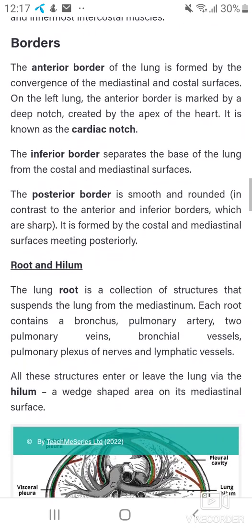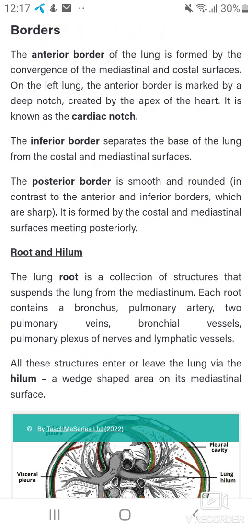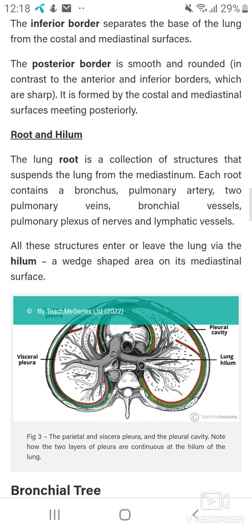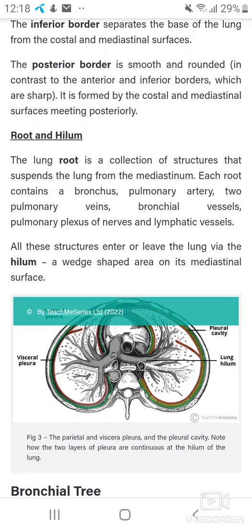Root and hilum. The lung root is a collection of structures that suspends the lung from the mediastinum. Each root contains a bronchus, pulmonary artery, two pulmonary veins, bronchial vessels, pulmonary plexus of nerves, and lymphatic vessels. All these structures enter or leave the lung via the hilum, a wedge-shaped area on its mediastinal surface. You can see in this diagram the pleural cavity, lung hilum, and visceral pleura.